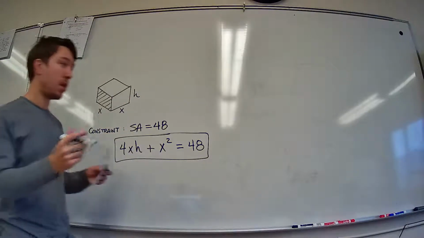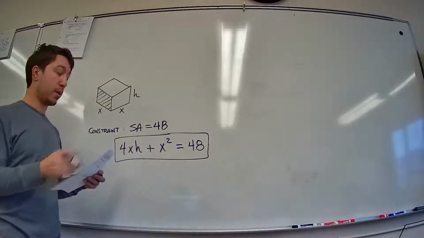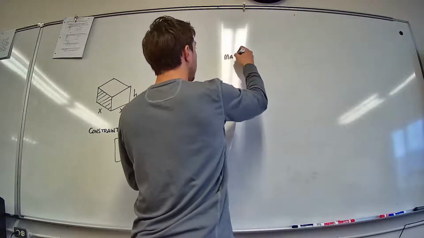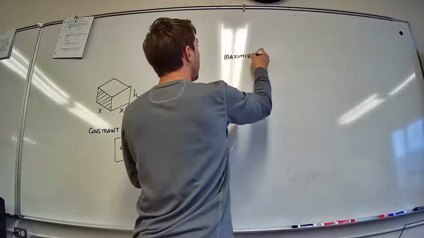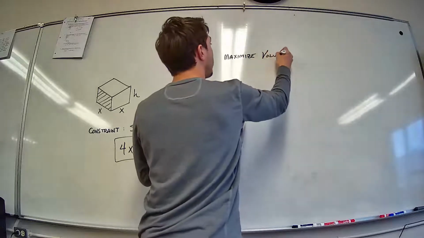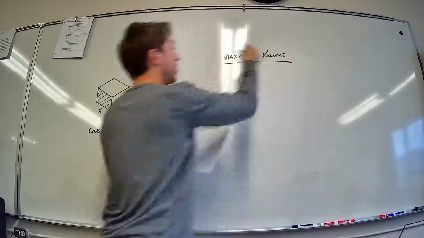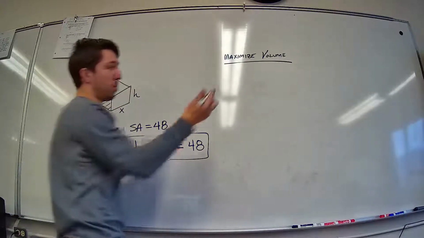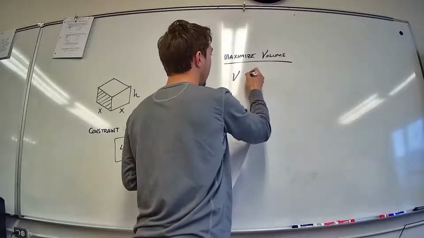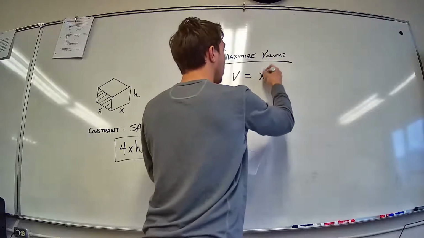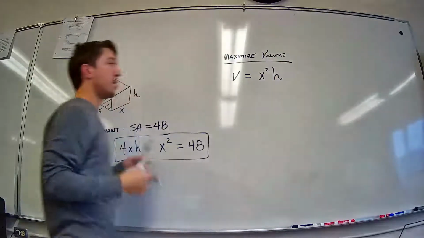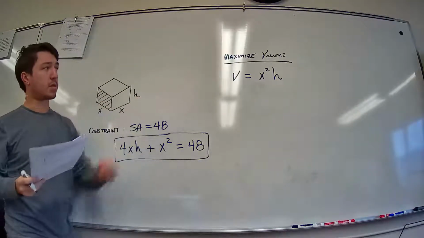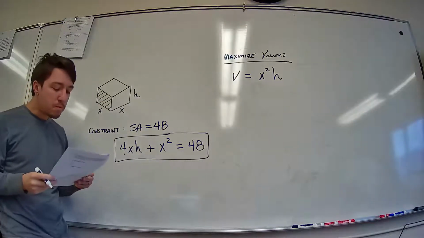So now, for the minimize or maximize part, the thing we're trying to optimize is the volume. We are trying to maximize the volume. So when you want to maximize the volume, you write a formula for the volume. The volume of a box would be the area of the base multiplied by the height of the box. So that's the volume, x squared times h.